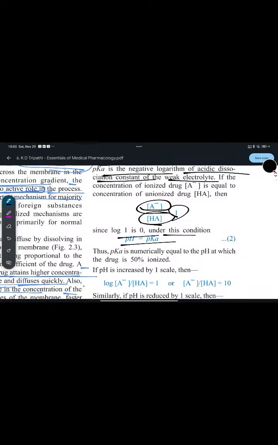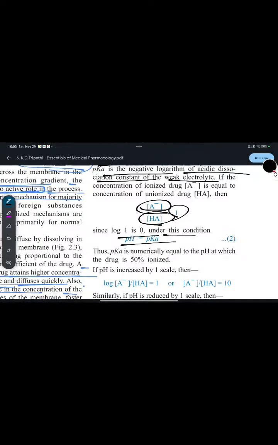HA is given by the equation pH equals pKa plus log of ionized form upon non-ionized form. pKa is the negative logarithm of the acid dissociation constant of a weak electrolyte. All these things you don't need to memorize, but you need to understand. When the ionized form and non-ionized form are equal, the ratio will be 1, and in that case the transport or absorption will be maximum. Since log 1 is 0, under this condition pH equals pKa.